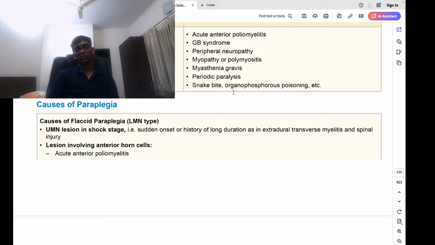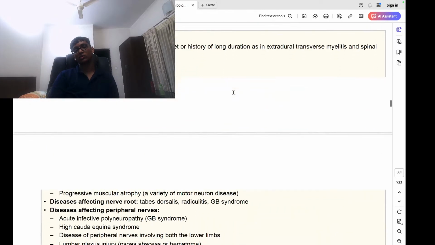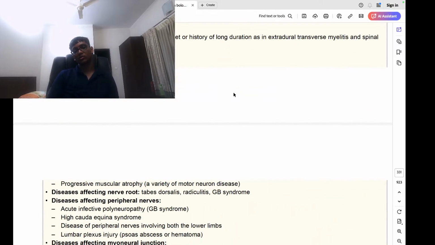Causes of paraplegia. Flaccid paraplegia is of the lower motor neuron type, or an upper motor neuron lesion in the shock stage. Examples: sudden onset or history of long duration, as in extradural lesions, transverse myelitis and spinal cord injury. Lesions involving the anterior horn cells: acute anterior polymyelitis, progressive multimuscular atrophy, a variety of motor neuron disease.